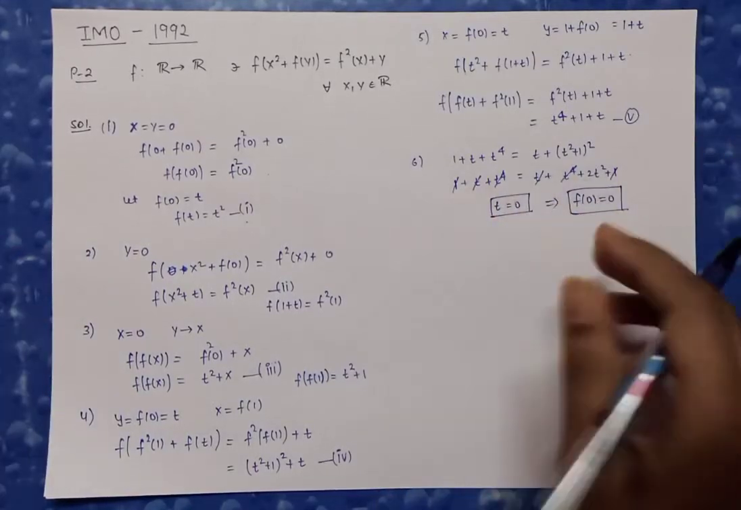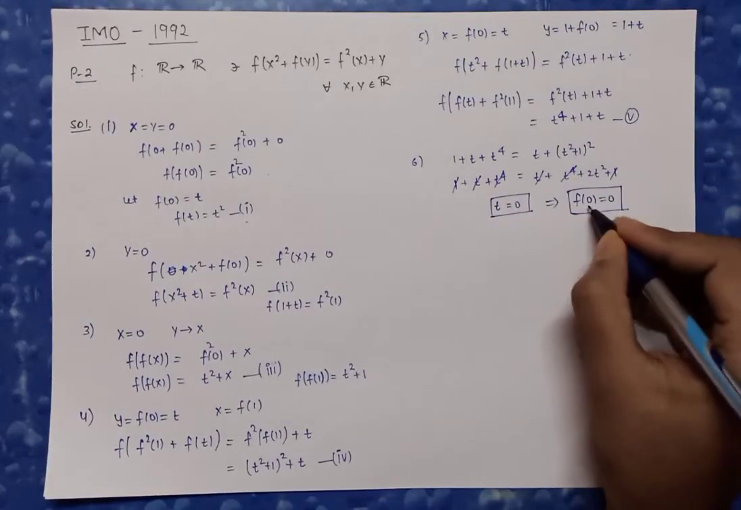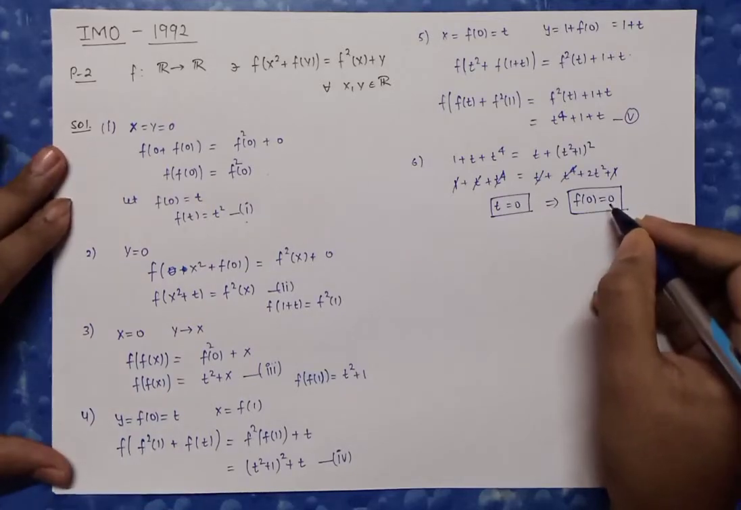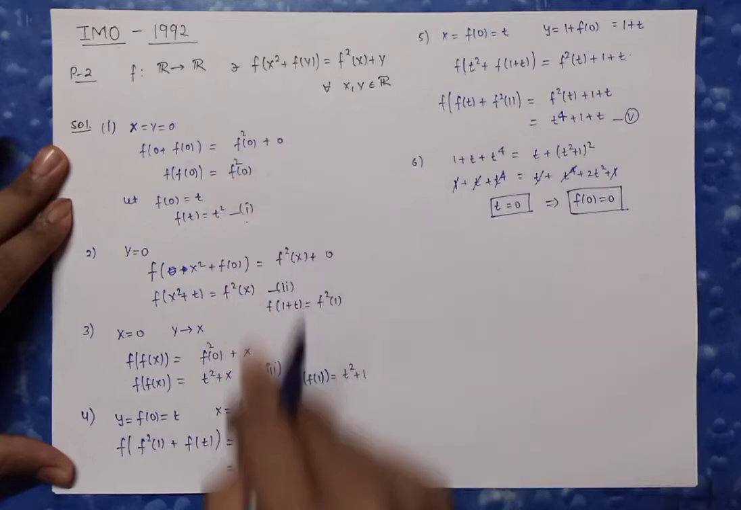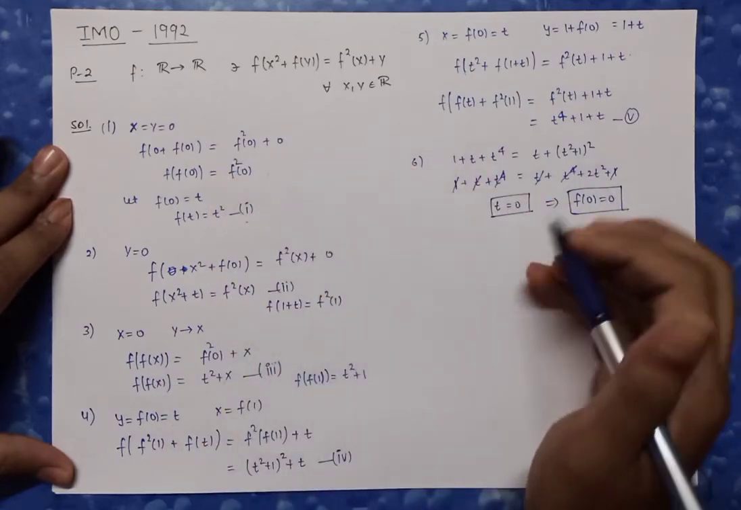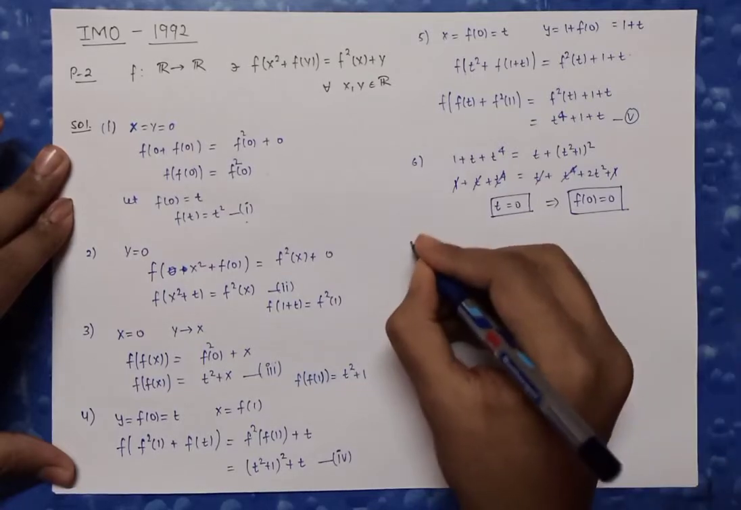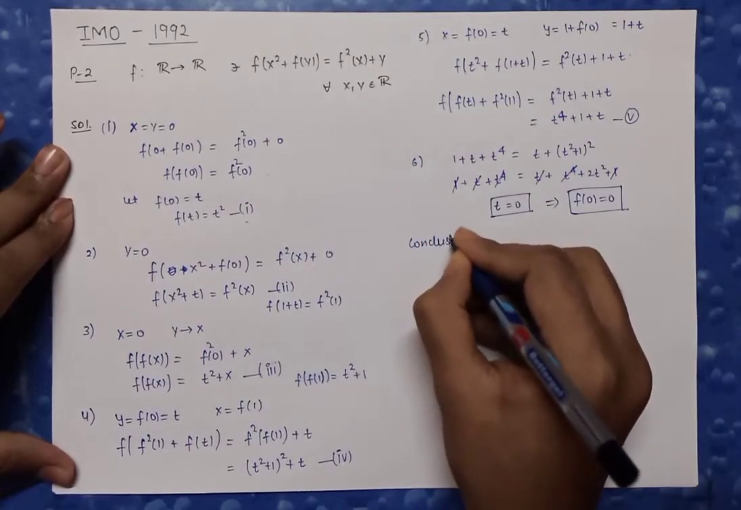So finally we have found the value of f of 0, which turns out to be 0. Now we can draw up some conclusions from these given equations which we have derived from the given mother equation. So let's draw some conclusions. What are our conclusions?